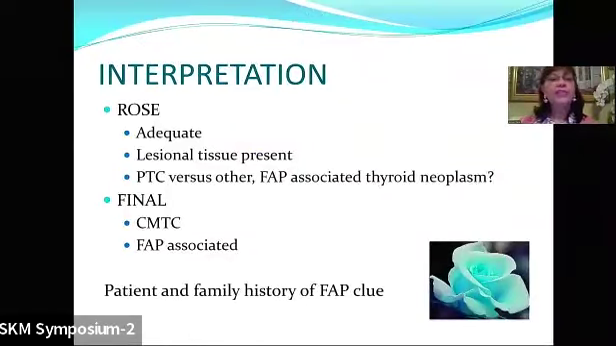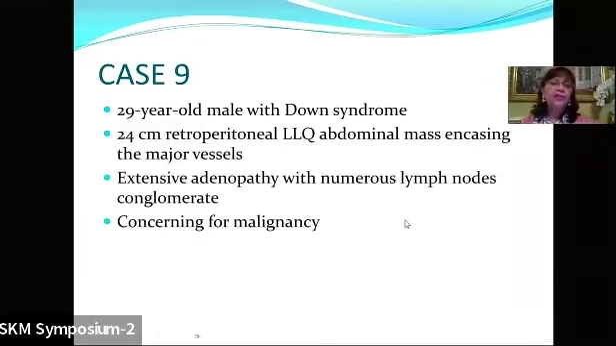So interpretation was adequate lesional tissue. And the fact that I know the patient had FAP, I said perhaps it's the FAP-associated thyroid tumor. The other differential was papillary thyroid carcinoma. The final diagnosis was cribriform morular thyroid carcinoma, which is associated with FAP. And the patient's strong family history and her own personal history of FAP was a good clue for us as to what the neoplasm was.